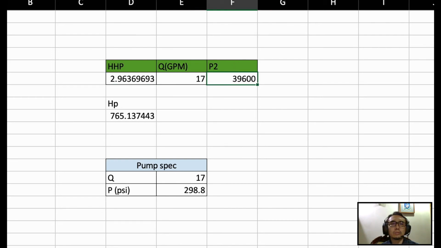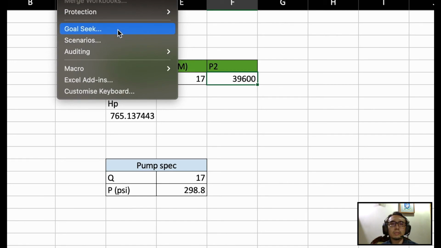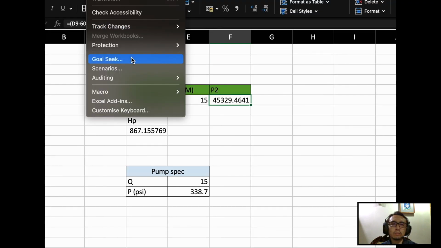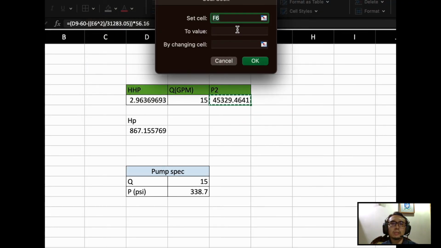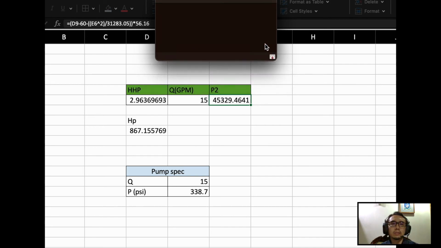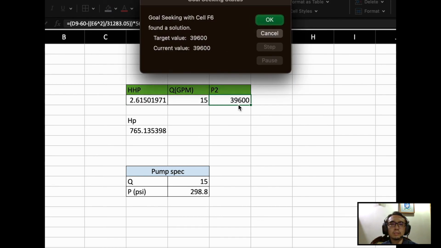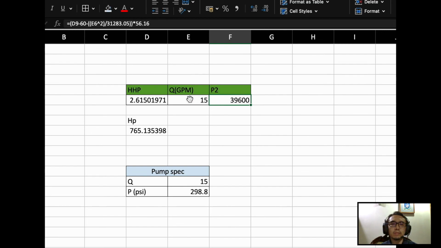Once you have keyed in the formula, you can just assume a certain value for Q. So here I've keyed in the P2 and then the formula, and then we can use the Excel Goal Seek function. If we set the flow rate to 15, I'm just setting flow rate to 15, a typical pump value, then the hydraulic horsepower is given as 2.61.